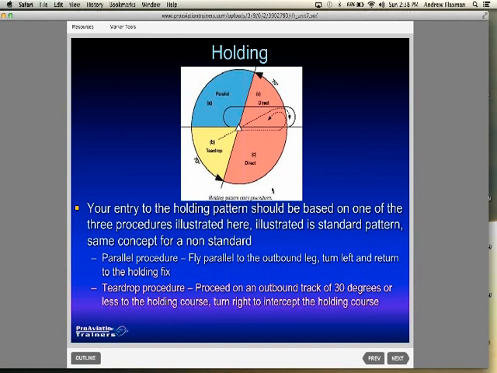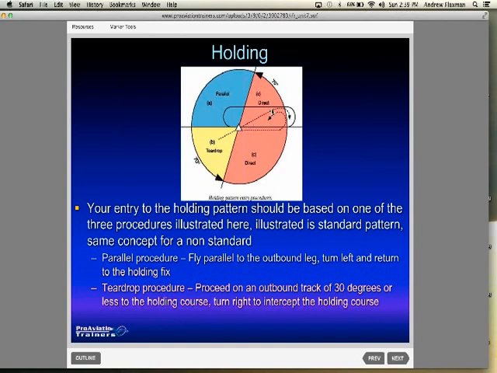Teardrop procedure: proceed on the outbound track of 30 degrees or less to the holding course. So if we know our outbound is 090, what heading should this be once we hit the fix? About 060, and that's up to you. Some people like doing a 45 degree; I don't mind in between. It depends what the weather's doing. If you have no mountains on either side and you want to take time to get yourself established, make it like a 40 degree outbound.